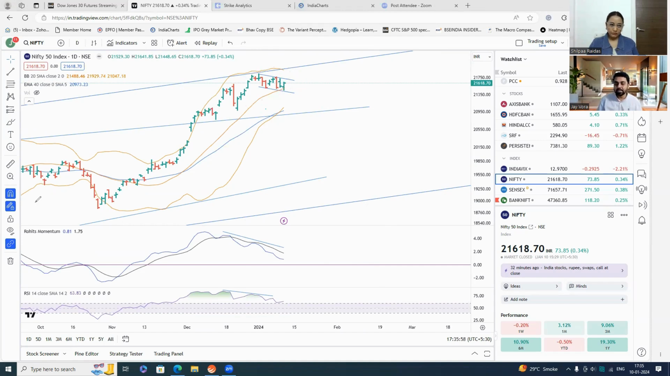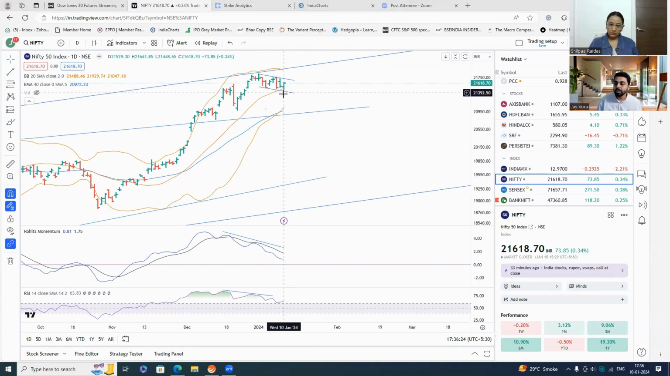The reason why I say that is because so far the decline has been very lethargic. If it has to do a bigger decline, ideally it would have picked up pace. So it is not a preferred view that it will go up and only then go down. But yes, till the time the 20-day average is not breaking on the downside. So the 20-day right now is at 21,488.